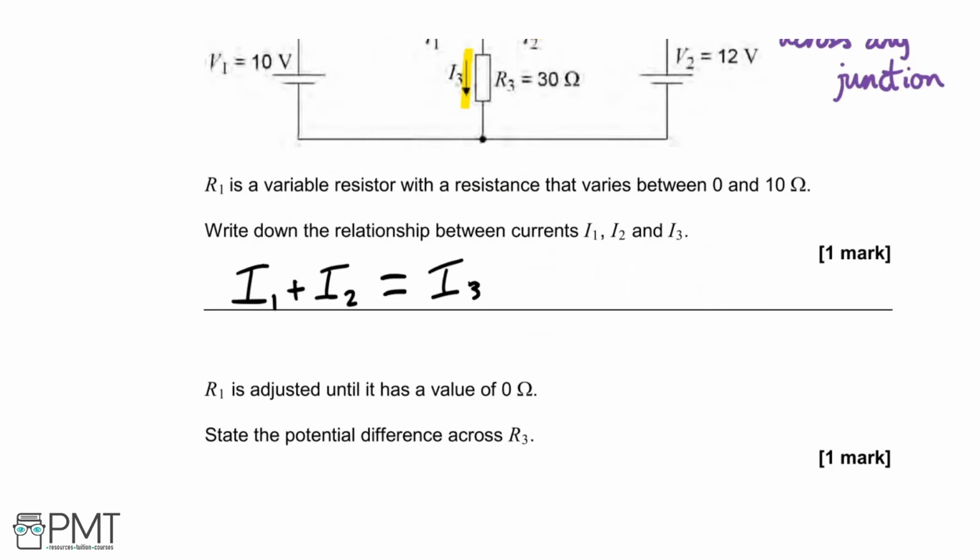Now you could write that in a reordered way and still get the mark. For example, you could put the terms either side of the bracket, say I3 is equal to I1 plus I2. You could have, I don't know, I1 is equal to I3 minus I2 if you really wanted to, but I think that's overcomplicating things. They couldn't deny you the mark because it's still technically a correct relationship between those 3 currents.